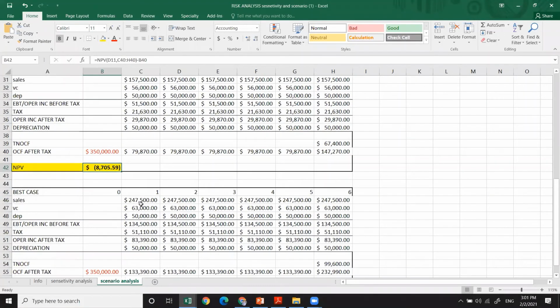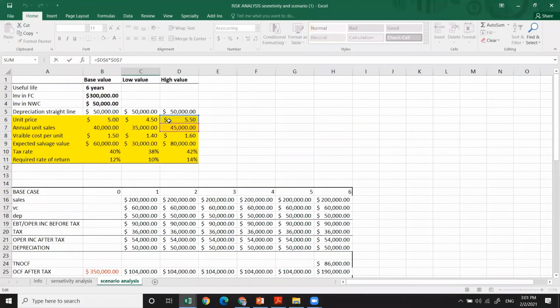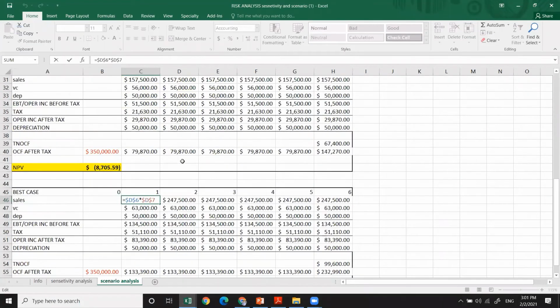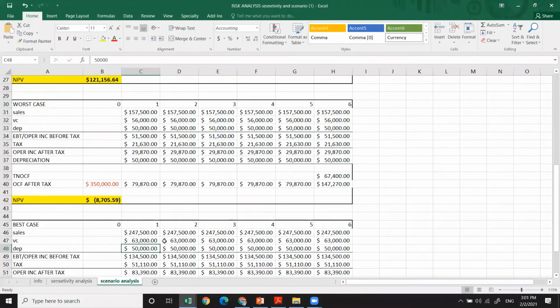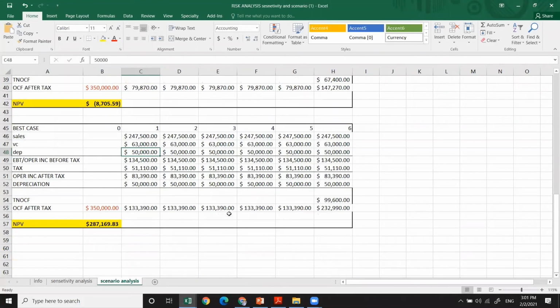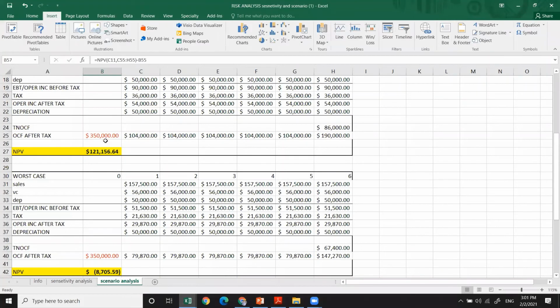In the best scenario, we overestimate the profit and underestimate the cost. Our sales are overestimated with the highest. We are selling with the highest price. We are selling with the highest number of units. So we get the highest sales. And we are selling the same number of units, but with the lowest cost. And what we can see here, our NPV is positive.